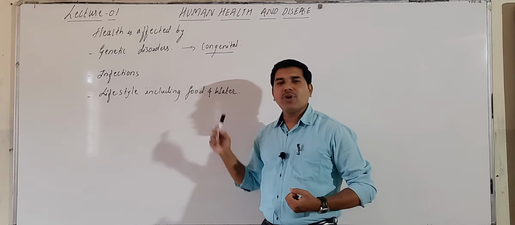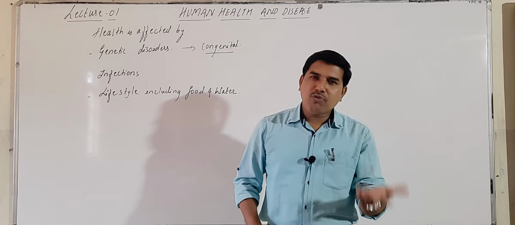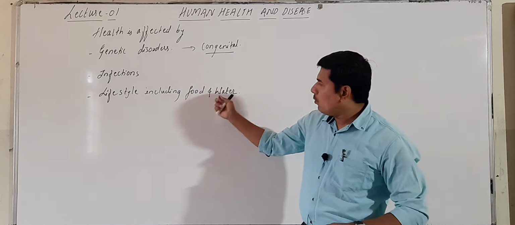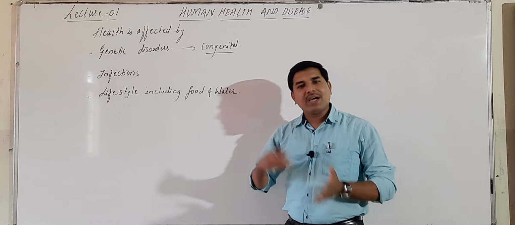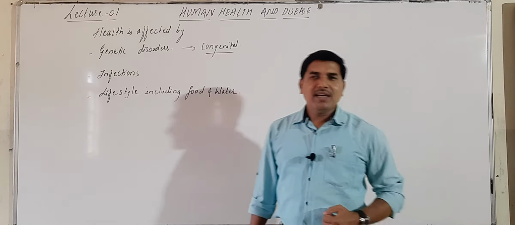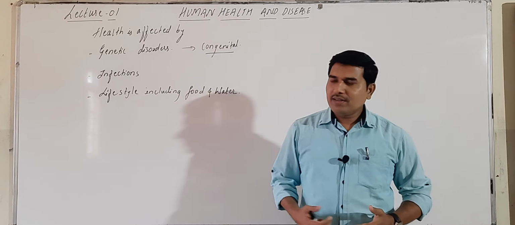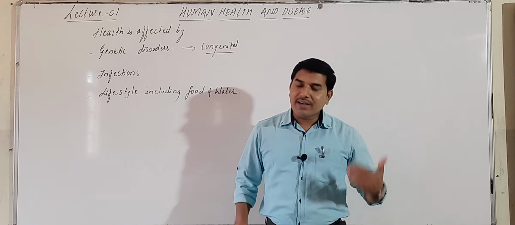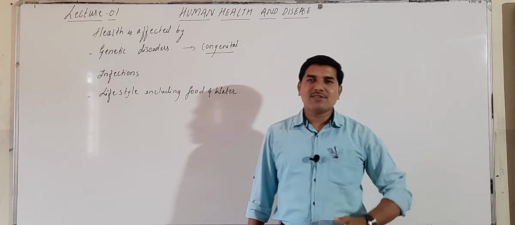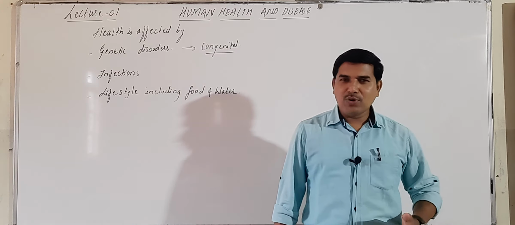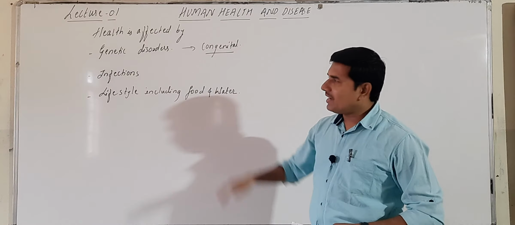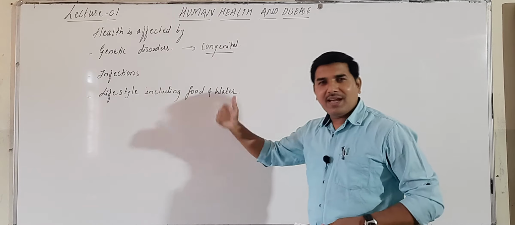So lifestyle includes food and water. That means what type of food you are consuming, whether you are consuming healthy food or unhygienic food or junk foods. Then water that you take in, whether you are taking pure water or contaminated water, whether you are cautious about your health or not. So everything depends on the lifestyle. Then in lifestyle, not only food and water are included, but along with that even our regular habits, our dieting processes, then along with that exercise also matters a lot to maintain good health. So almost all these are the aspects where health is affected. So mainly health is affected by genetic disorders, infections and lifestyles.